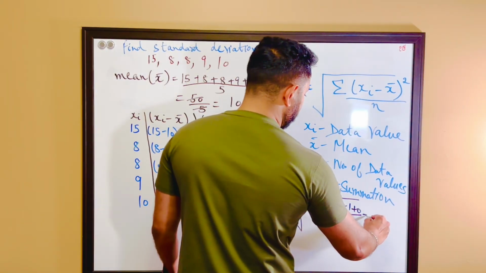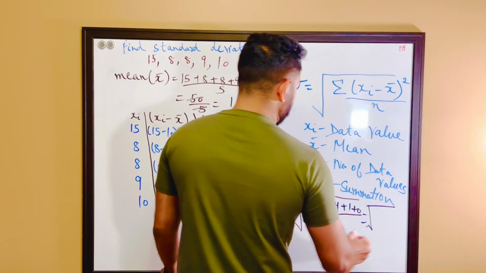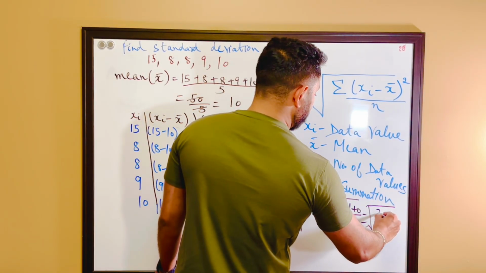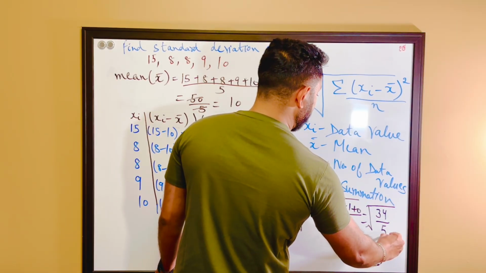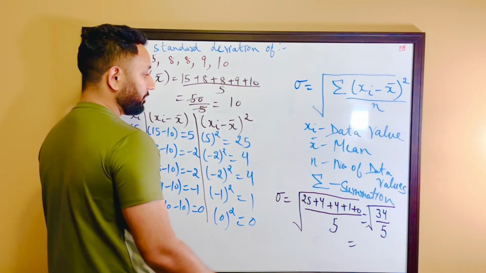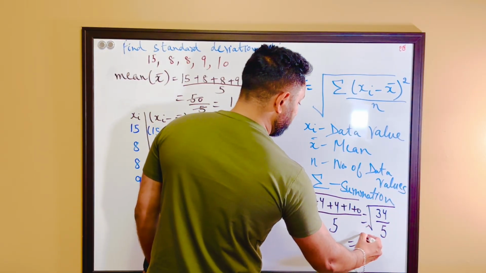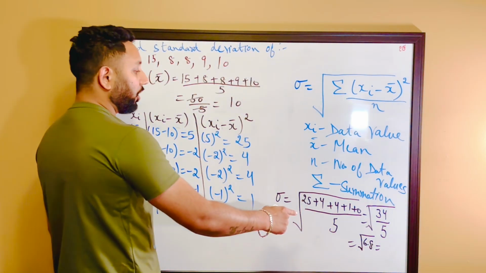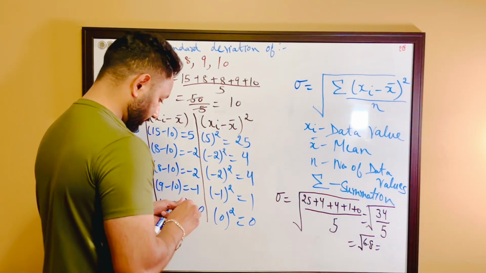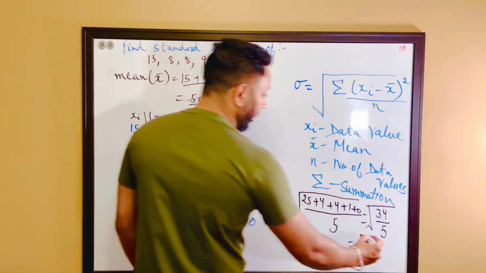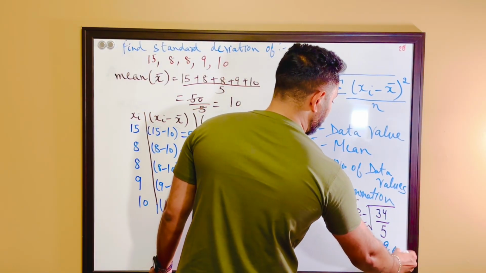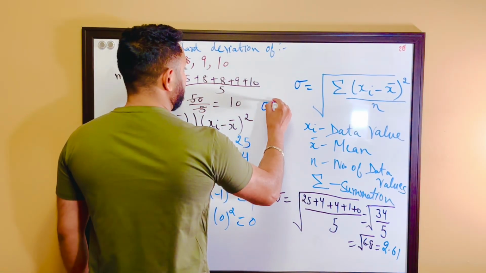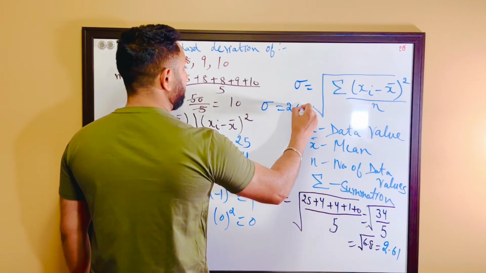So 25 plus 9, 34 divided by 5. So after division it comes out to be under root of 6.8. So under root of 6.8 is 2.61. So that means standard deviation is 2.61.